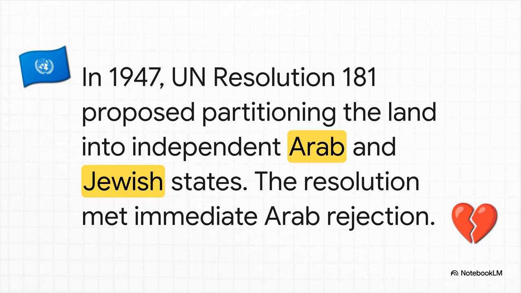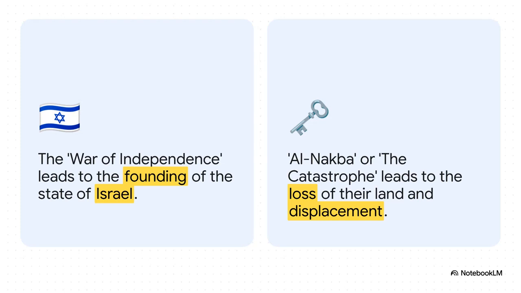So, in the wake of the Holocaust, the brand new United Nations proposed a solution: divide the land. Resolution 181 called for two states, one Jewish and one Arab. Zionist leaders accepted the plan, but it was immediately and flatly rejected by Arab leaders, which set the stage for war. And the war came swiftly.